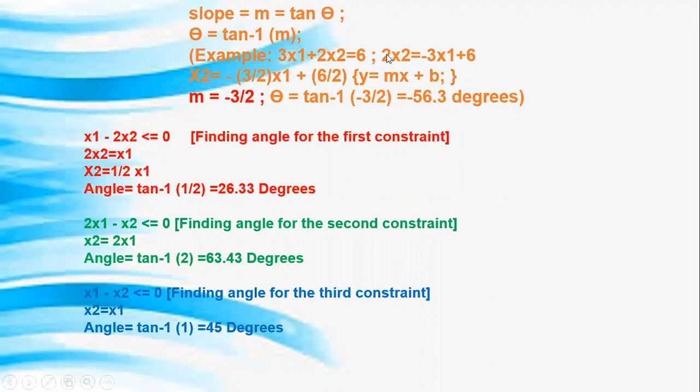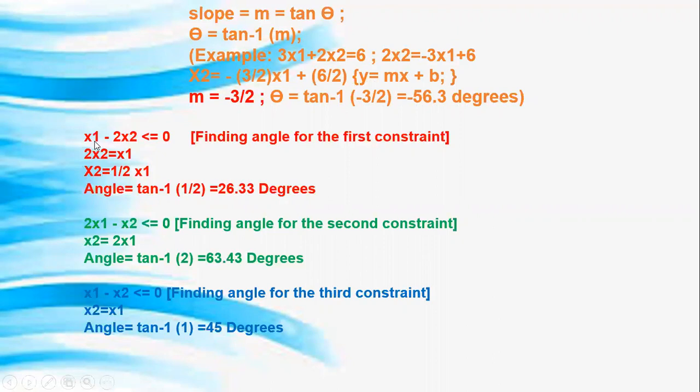We write it in terms of x2. So 2x2 will be equal to 6 minus 3x1, so x2 will be equal to minus 3 by 2 x1 plus 6 by 2. This is of the form y equals mx plus b, so the slope here is minus 3 by 2. Theta is equal to tan inverse of minus 3 by 2, which is equal to minus 56.3 degrees. Similarly, we have to apply this in our problem.